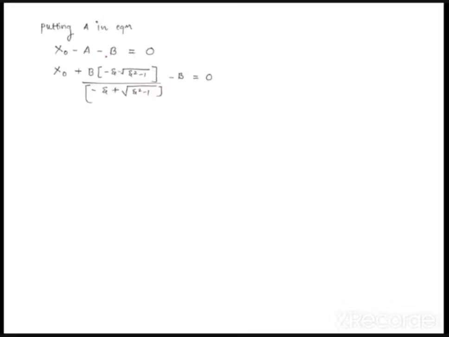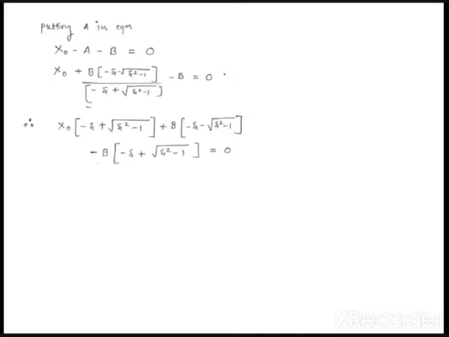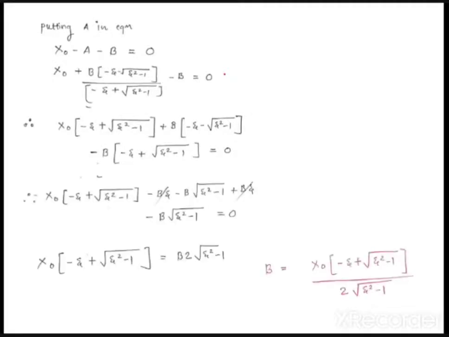So x0 minus A minus B is equal to 0. So A is equal to what? Minus B. So minus minus plus. So x0 plus B into this minus B is equal to 0. So from this, make a cross multiply. So after doing a cross multiply, you are getting this value of B. So this is the final value of B.